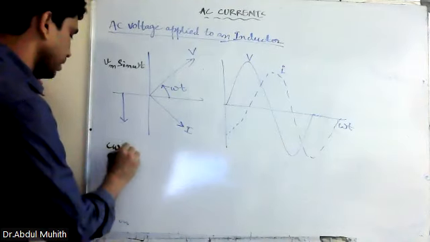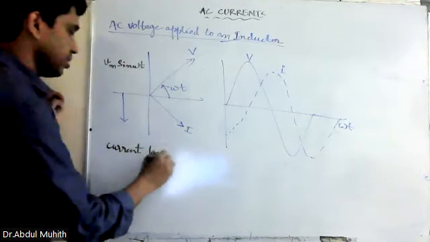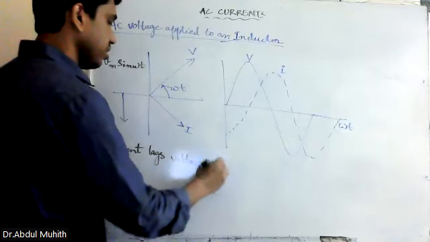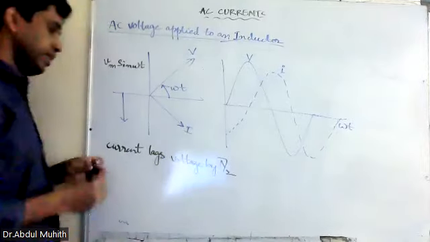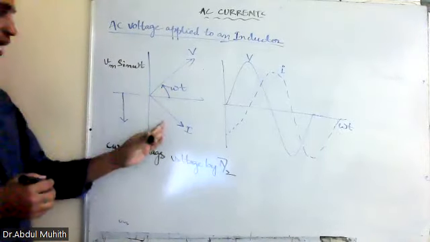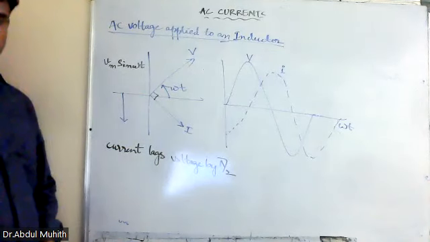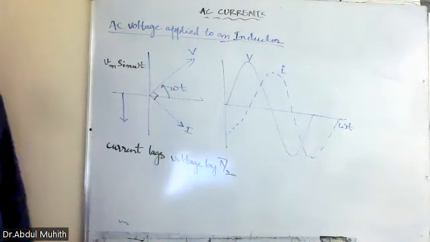Current lags voltage by 90 degrees. So who is leading? Voltage. This is the voltage. Current is lagging. Current is lagging by 90 degrees. This is 90 degrees. Current is lagging voltage by 90 degrees. So that happens in this circuit.